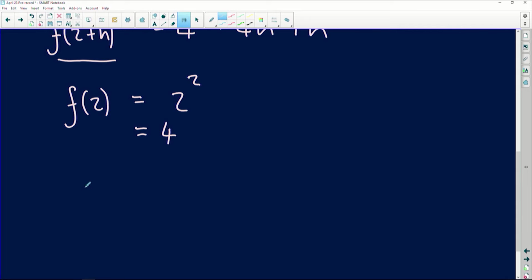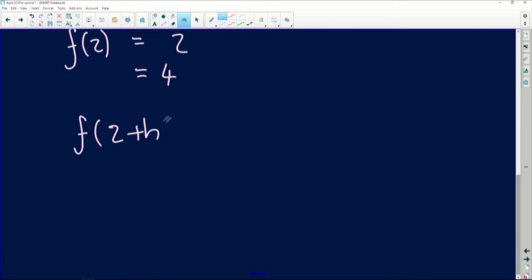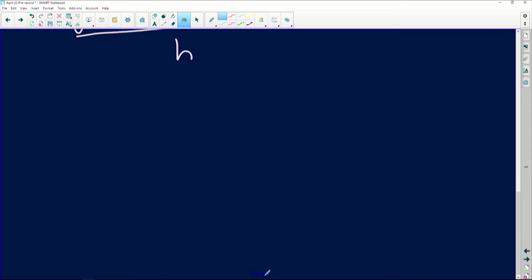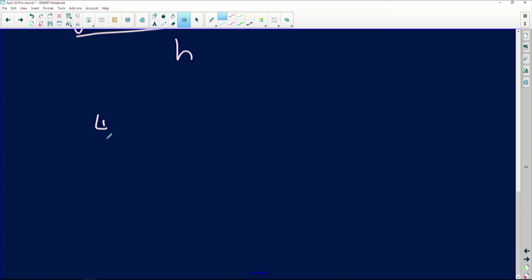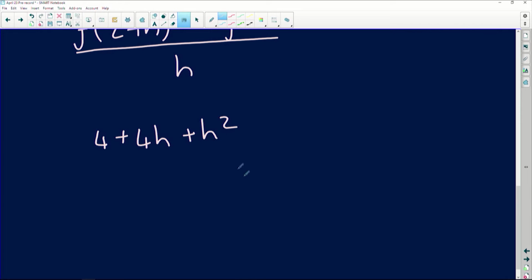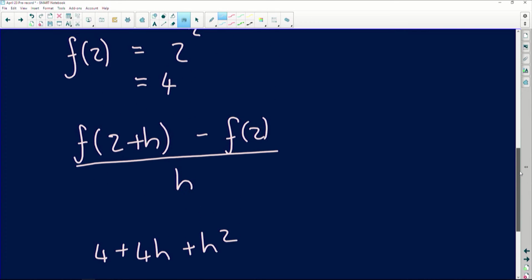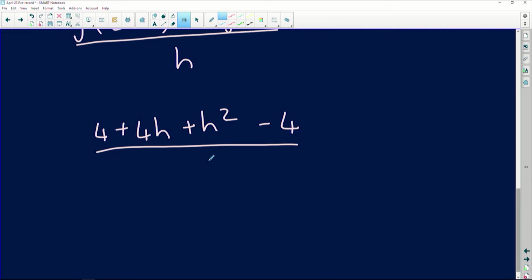So guys, remember we wanted f of 2 plus h minus f of 2, and that's all divided by h. If I substitute in what I found for f of 2 plus h, I get 4 plus 4h plus h squared. I'm then going to subtract f of 2, which is minus 4, and this is all going to be divided by h.